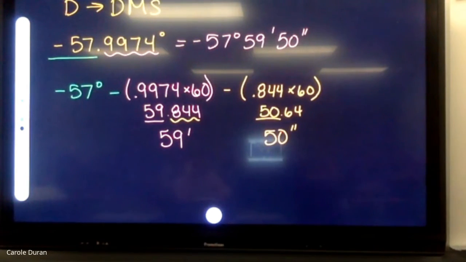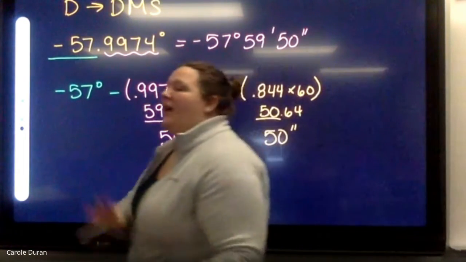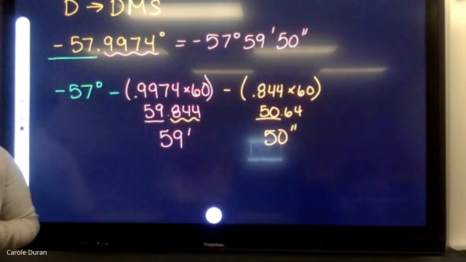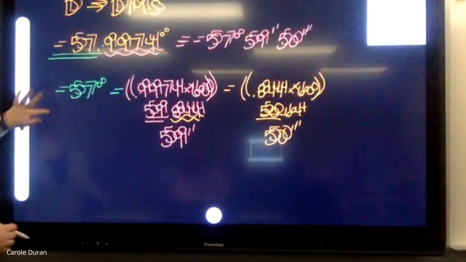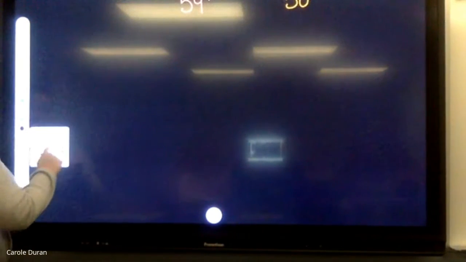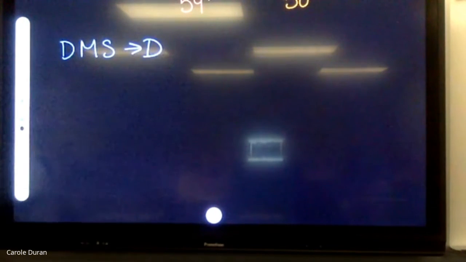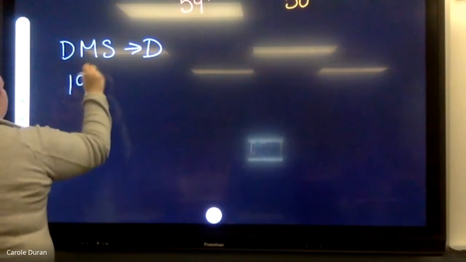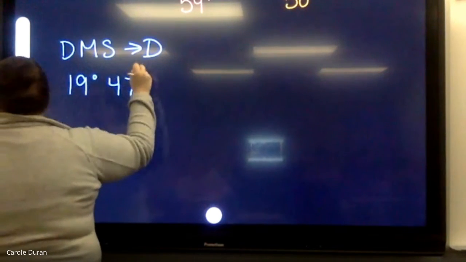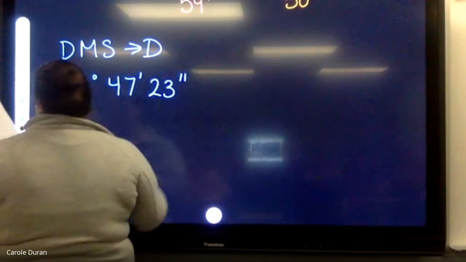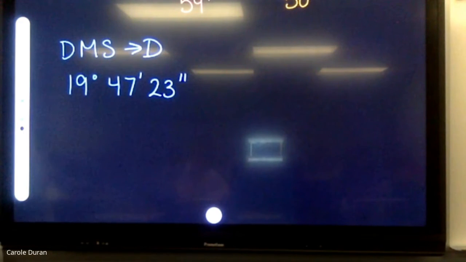Okay, questions, concerns, or issues with that? So let's go the other direction. Let's take a degrees, minutes, seconds angle measure and turn it into a decimal degree angle measure. So much fun. Fake enthusiasm, I love it. So let's take 19 degrees, 47 minutes, and 23 seconds, and I would like to find its decimal degree equivalent.